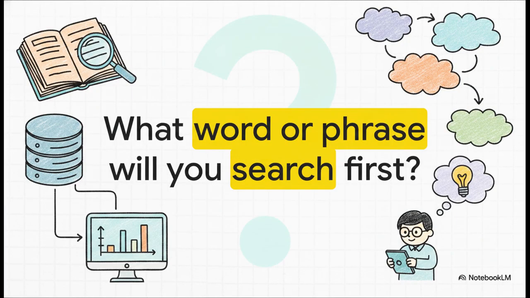So, we've seen how massive databases and some pretty simple software can completely replace guesswork with hard evidence. It really transforms how you understand and write academic English. The tools are out there and the data is waiting for you. So, I'm going to leave you with this question to kickstart your own language exploration. What is the very first word or phrase you plan to run through a concordancer?